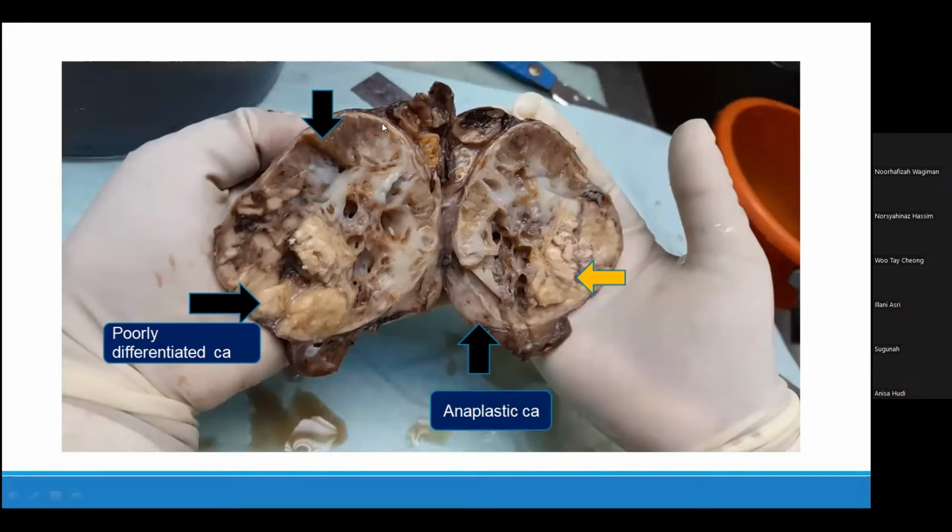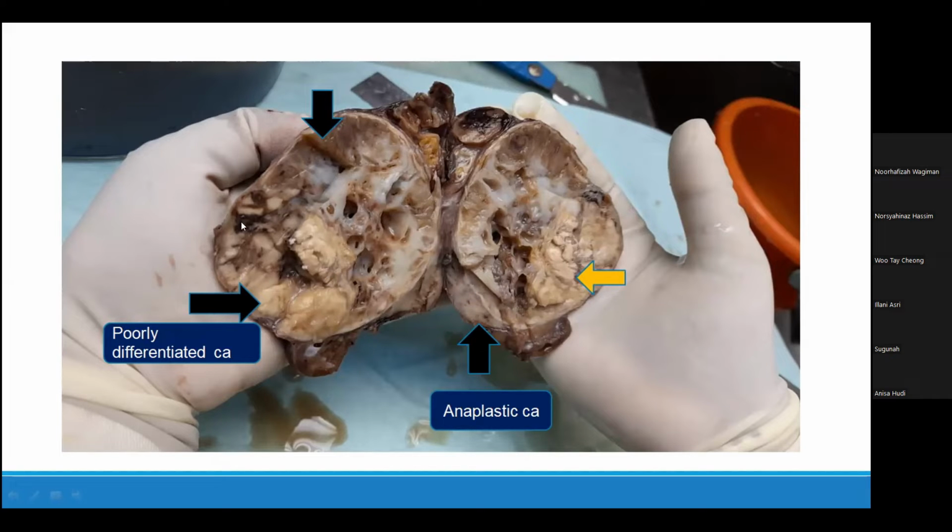But you can see three different areas. This is the colloid-rich area, glistening, a bit shiny. This is the follicular lesion that we saw in the first slide. And this is the poorly differentiated carcinoma area. As I told you earlier, the yellowish soft area represents necrosis, and this whitish area was the anaplastic carcinoma component.